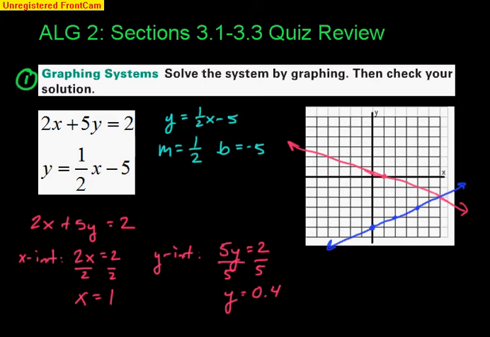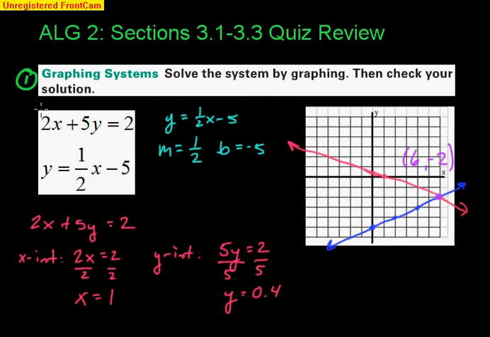Well, I look here. I said, hey, here's an intersection point. And it looks like that intersection point is 1, 2, 3, 4, 5, 6. 1, 2. That intersection point is 6, negative 2.